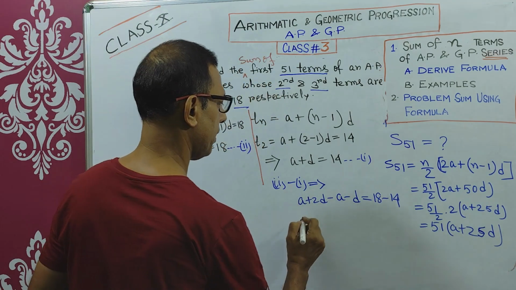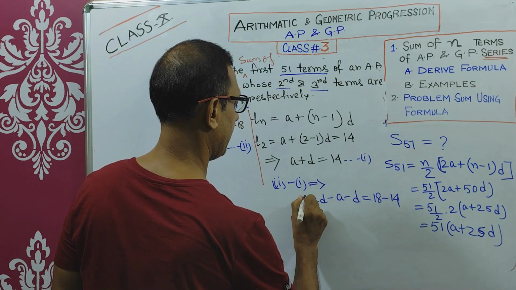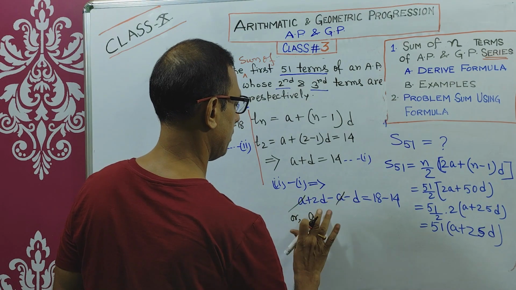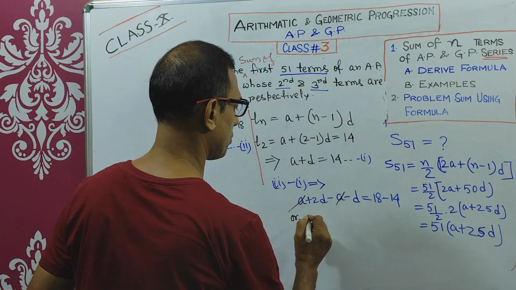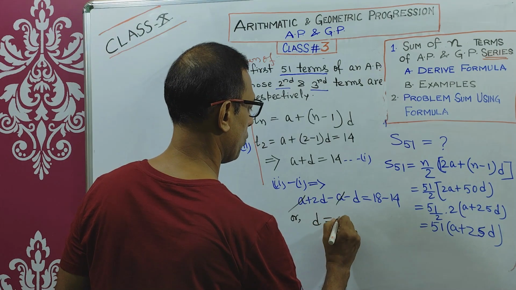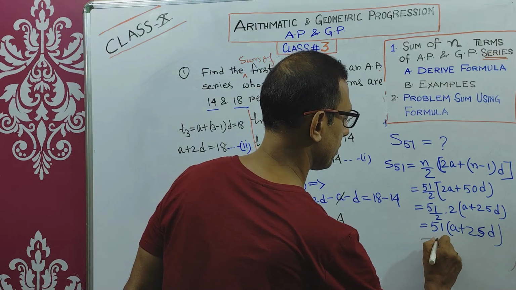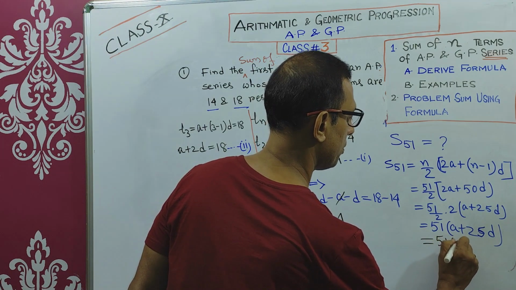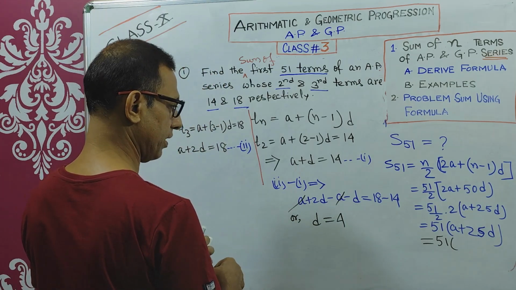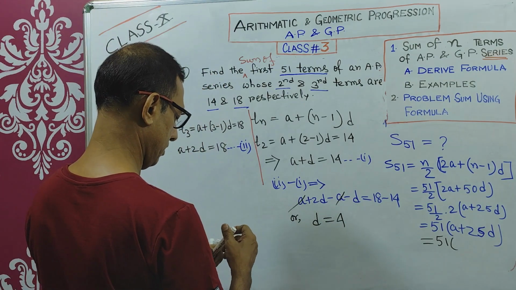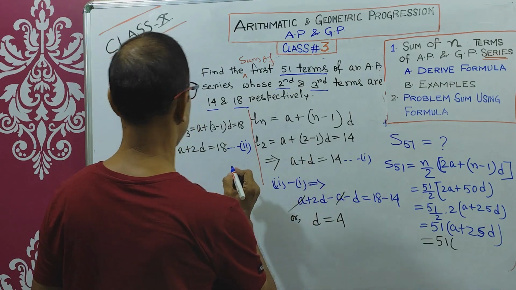So that means A and A cancel. So D equals 4. Now you just replace the value of D here, 51 into, and also the A value, you need to find out A. What is A? So therefore, if D equals 4, what is the value of A?